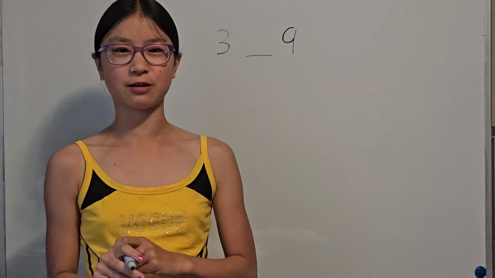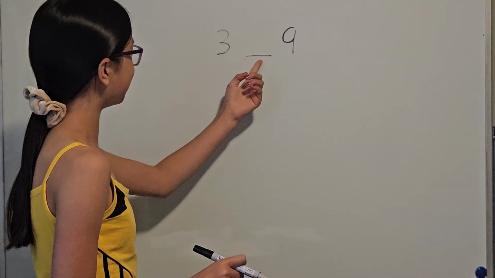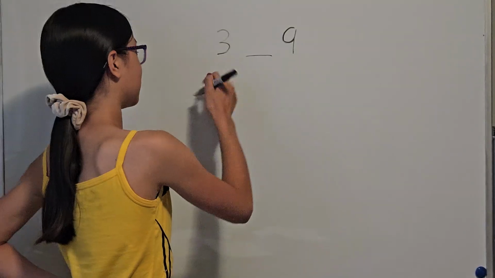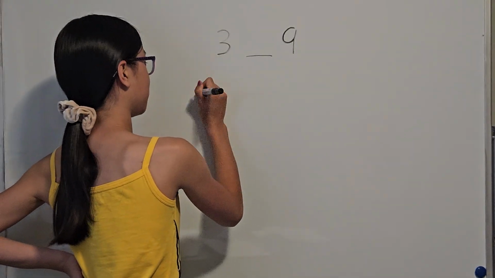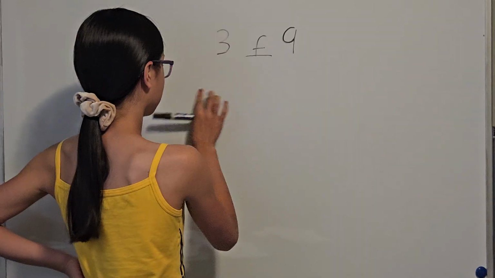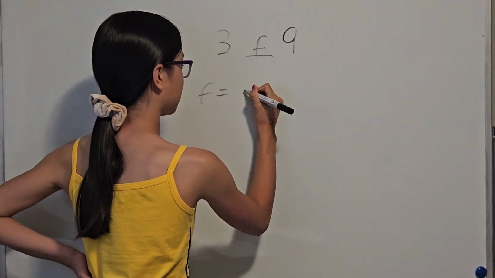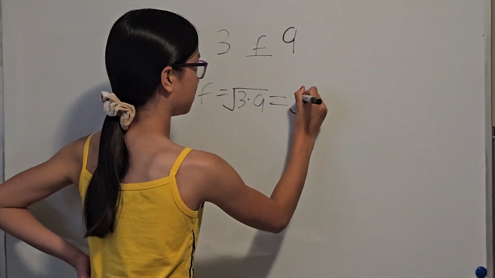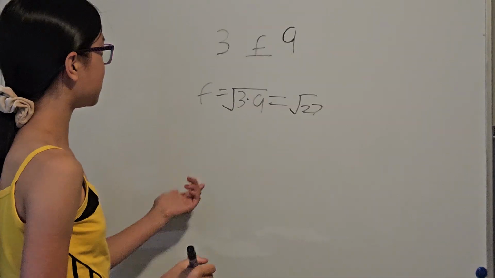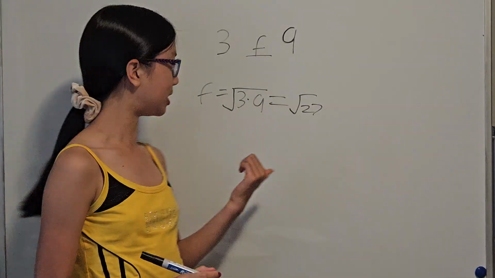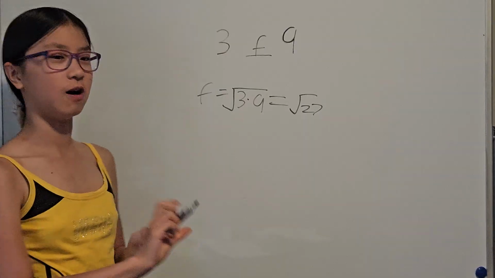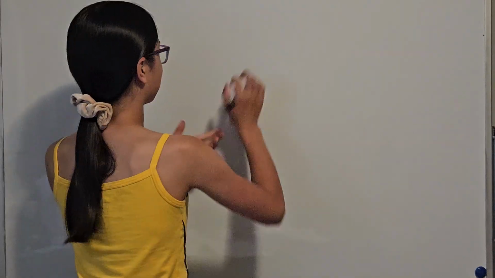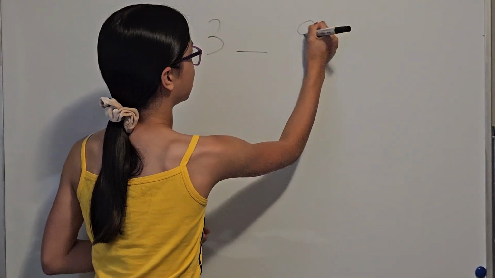With our information right now, you might say, hey, this is the middle number of these 2. So the middle number, which I'm going to call F, will equal the root of 3 times 9, which will equal root 27. Yes, this is a way to do it, but you only find one answer using this method. We need to find all the possible answers. Oh wait, I forgot. 3, the middle number, 9.